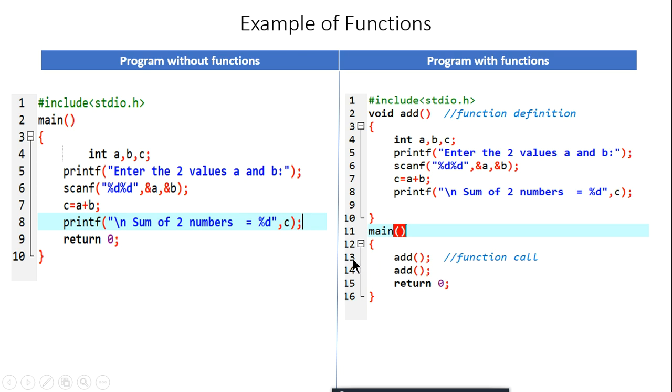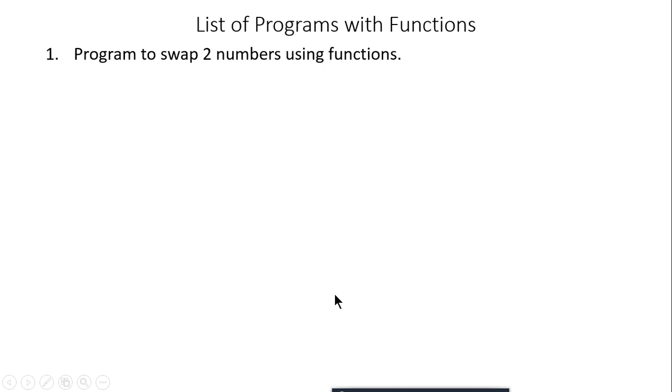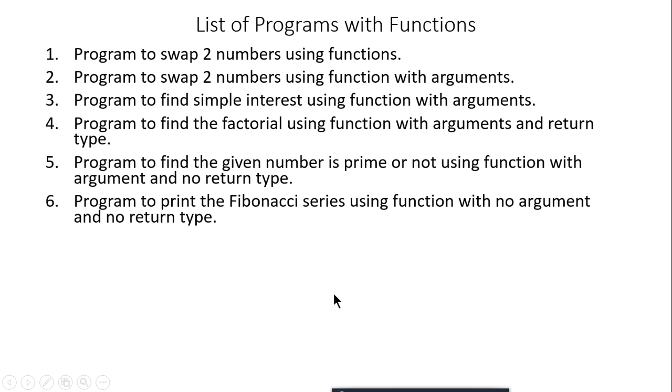As soon as the compiler executes the 13th line, the compiler transfers the control to the fourth line, then executes these 4, 5, 6, 7, 8 lines. After executing up to the 10th line, it will go back to this 13th line. I have called the function twice to tell you that you can call the function as many times as you want. Okay. So these are the programs that you guys can do by yourself.